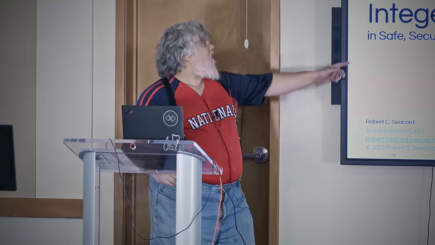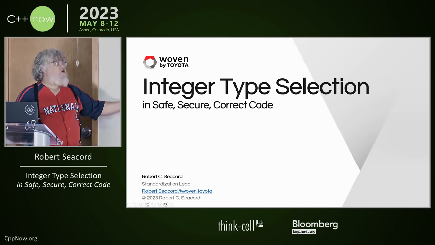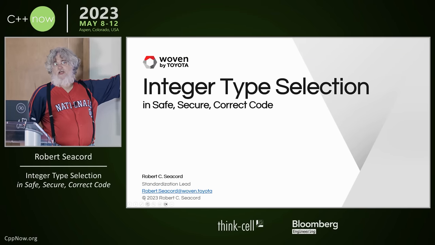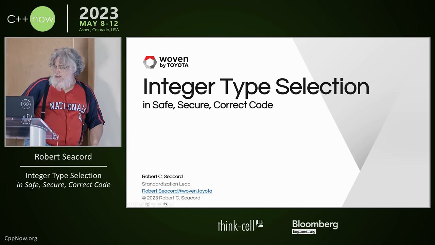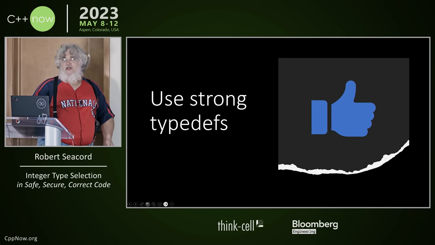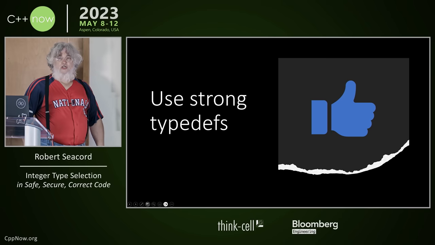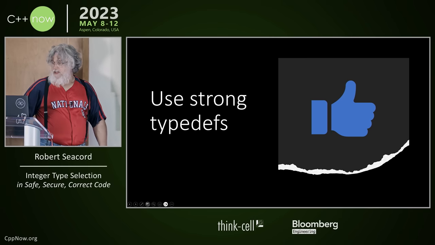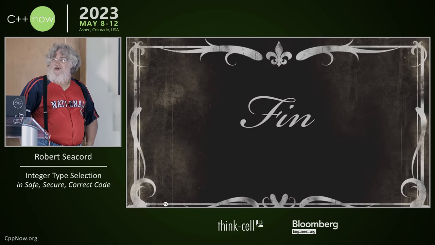Okay, I also added the subtitle "Safe, Secure, Correct Code" because it occurred to me that if you didn't care about writing safe, secure code, then signed integers are fine. Just to introduce my biases a little early. Okay, so using strong typedefs is a great idea. That's the end of my talk. Any questions at all?